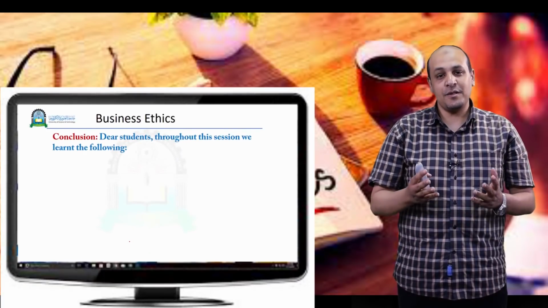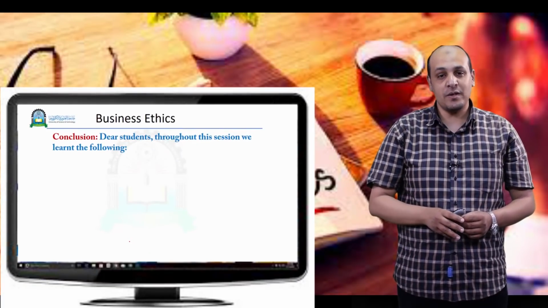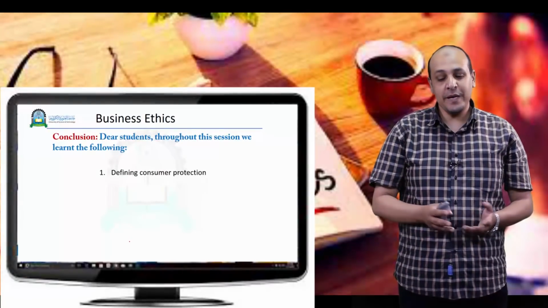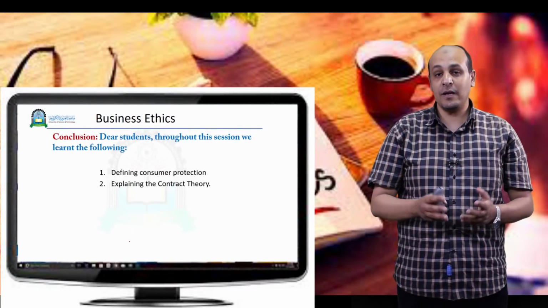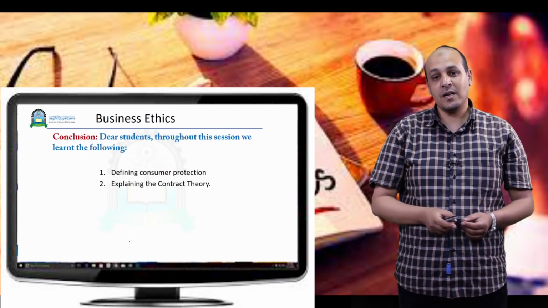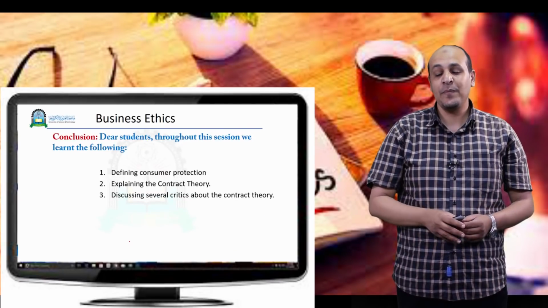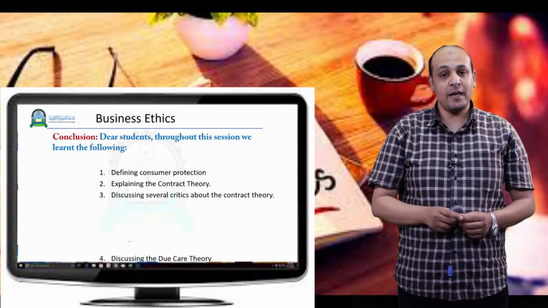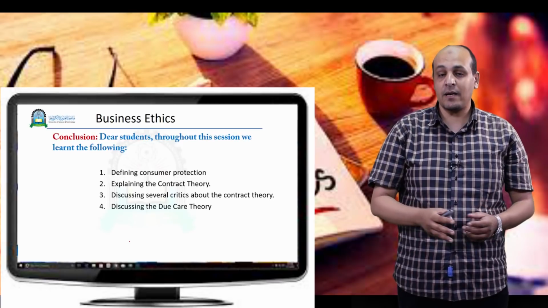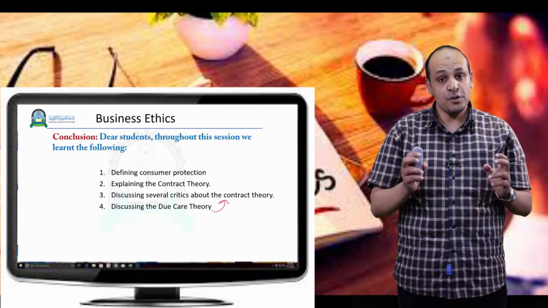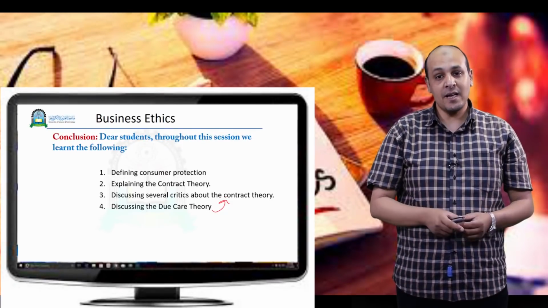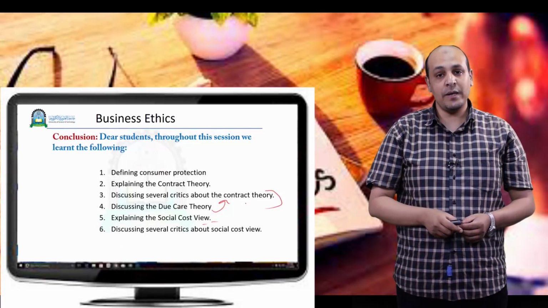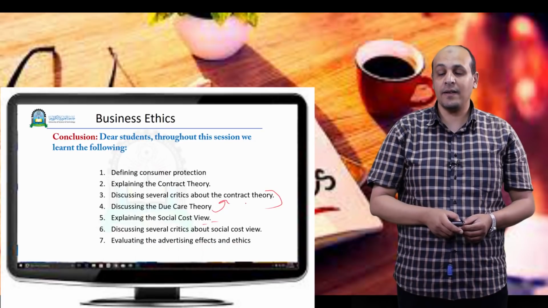Now by this, dear students, we come to the last points of our session. Here we discussed different consumer protection theories. We explained the first one, which is referred to as the contract theory. We discussed the critics of this theory, and then we talked about the due care theory. We explained another kind of theory meant to protect customers, which is referred to as the social cost theory. We discussed several critics of the social cost view. And finally, we evaluated the advertising effects and ethics.